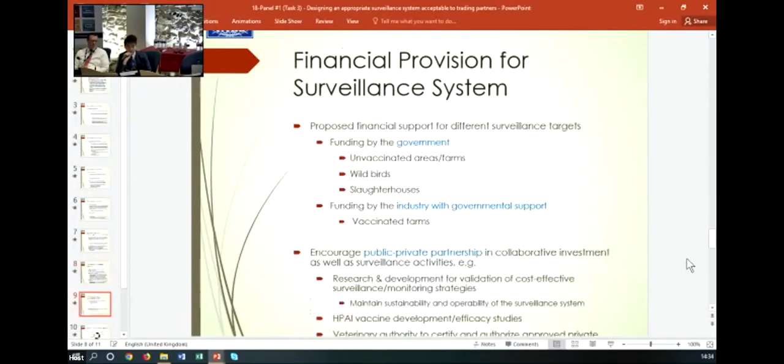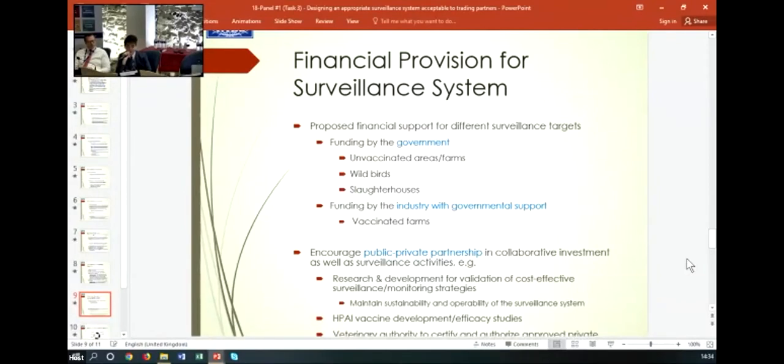Another issue of interest on establishing a surveillance system would be the corresponding financial provision. We are providing here a proposal of financial support for different surveillance targets. For surveillance on unvaccinated areas or farms, wild birds, and slaughterhouses, funding provided by the government is recommended. For surveillance on vaccinated farms, it is recommended for the private sector to take the major responsibility on funding provision with appropriate support from the government.